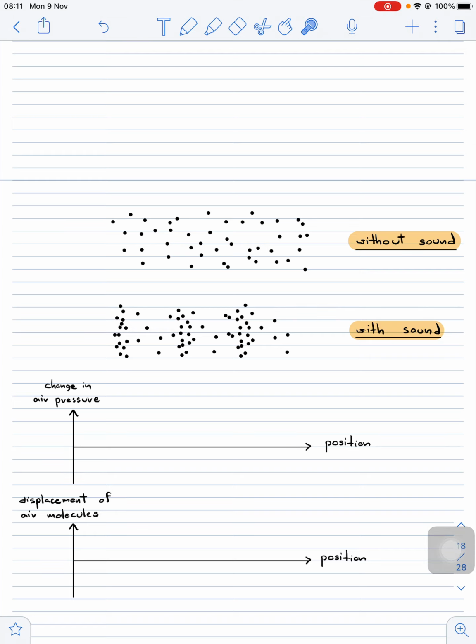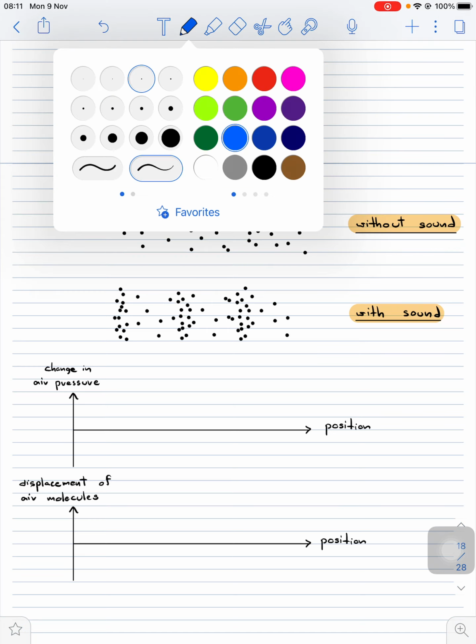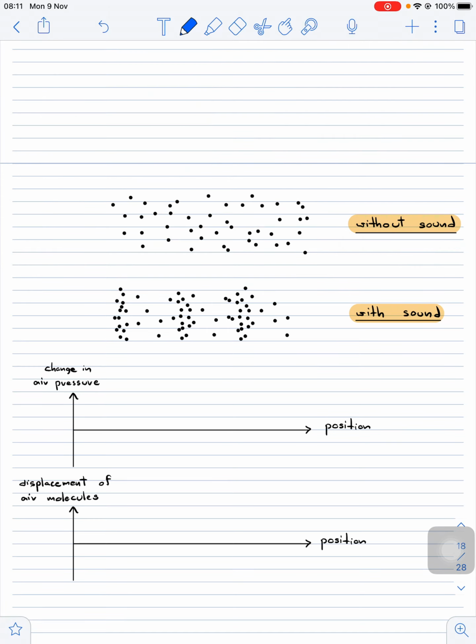One thing that we can do is make a graph of the change in the air pressure. For example, for the first one, let's say we don't have the sound wave. It means that the pressure here is going to be equal to the atmospheric pressure.